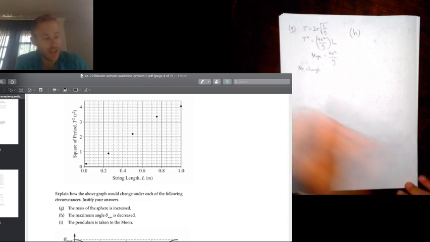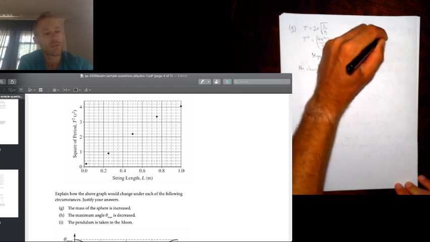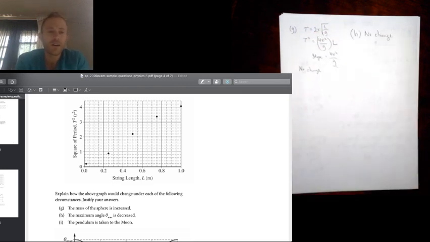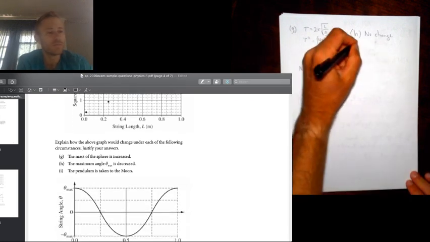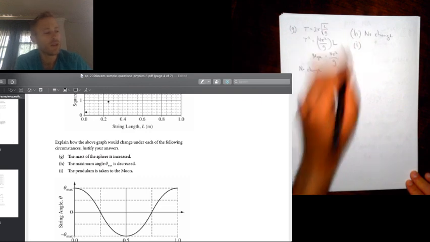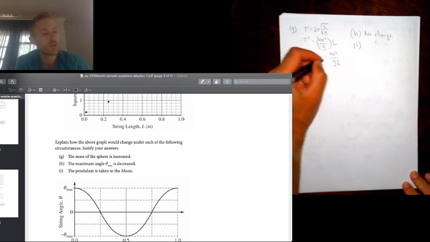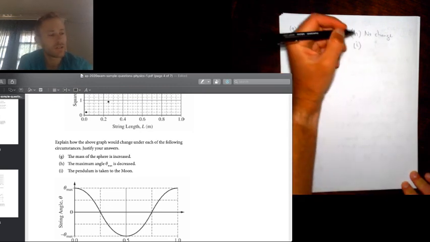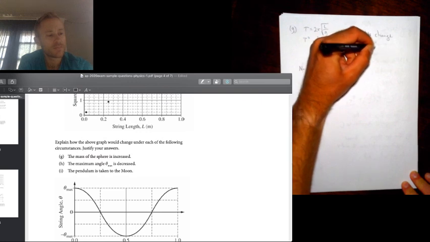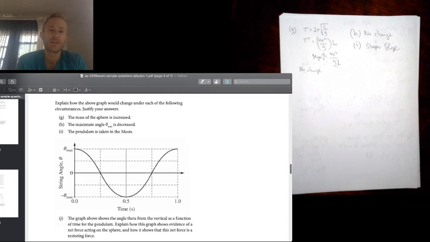Does angle have any effect on the slope? No. So I would say no change. All right. However, what if the pendulum is taken to the moon? The moon has gravity goes down, which would mean the slope would go up. So I would say steeper slope. All right.